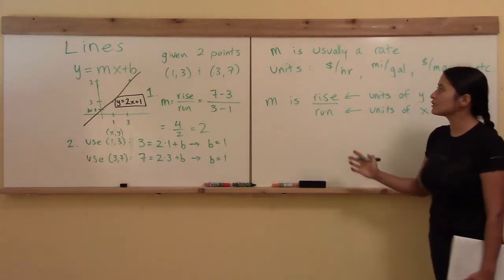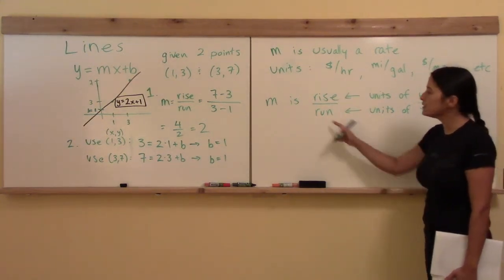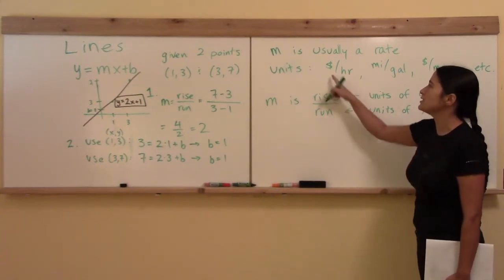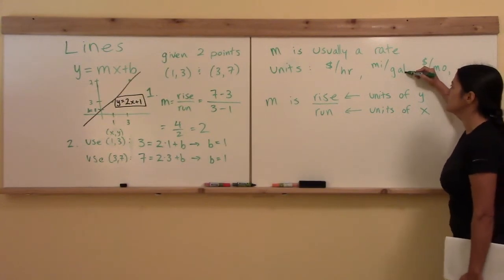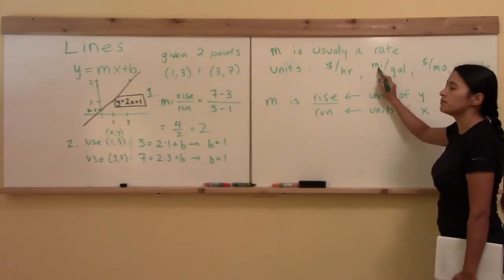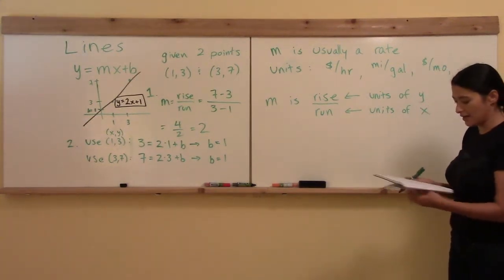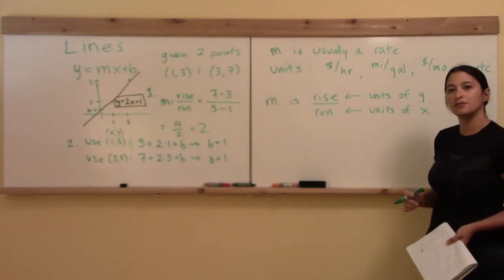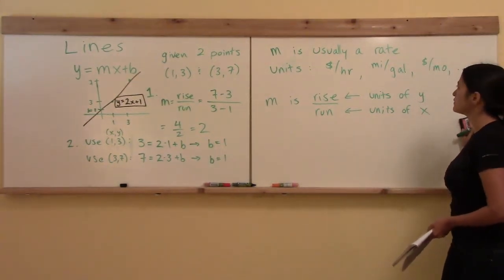Okay, so if I had a slope and I knew that it was in dollars per hour, I would know that the units on the x is hours and the units on the y is dollars. Here, the x variable has the units of gallon, and then the y variable has the units of mile. So m is usually seen as a rate that way in application. And let me go into an example here and see if you can pick out the units and the value for the slope.